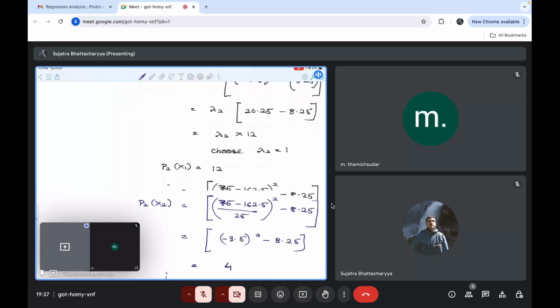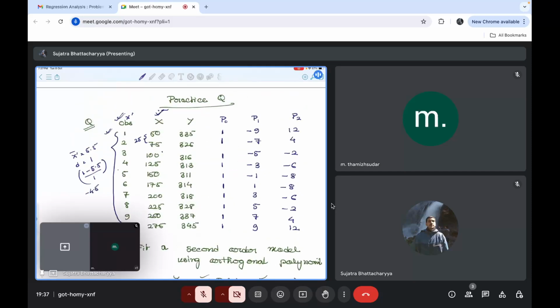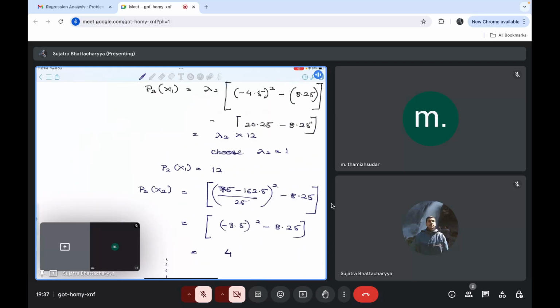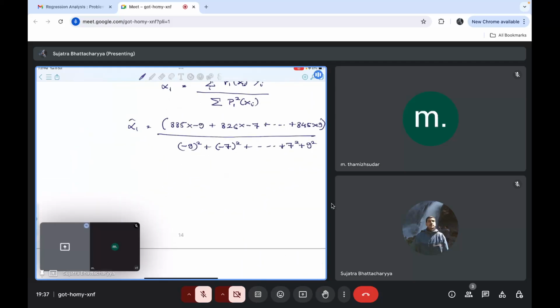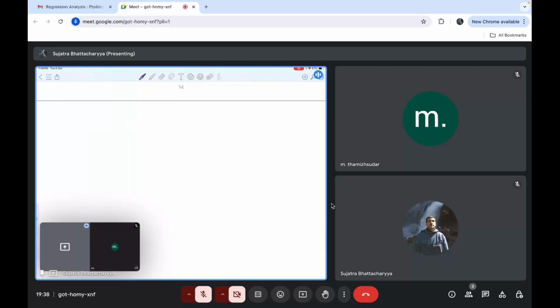What am I doing? You might have understood this: 335 into minus 9, 326 into minus 7, and so on, in the numerator. And in the denominator, all the P1 values which we have computed, square and add. So alpha 1 hat becomes 245 in the numerator, the denominator is 330, and it comes out to be 0.7424.